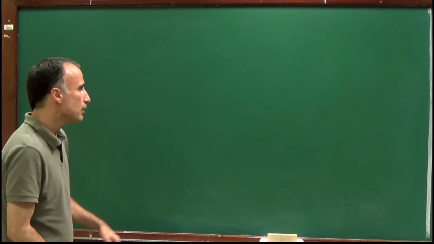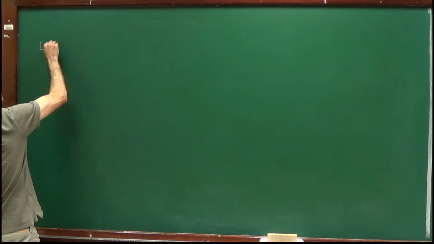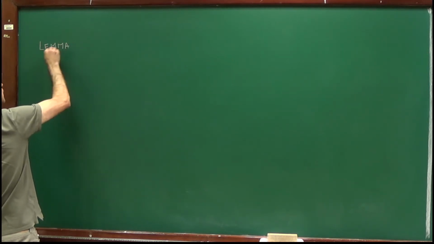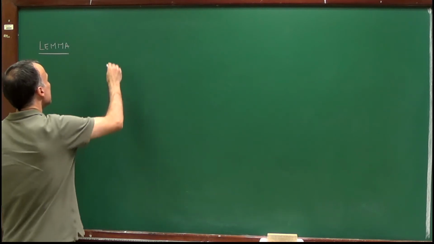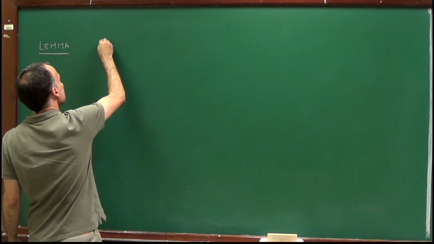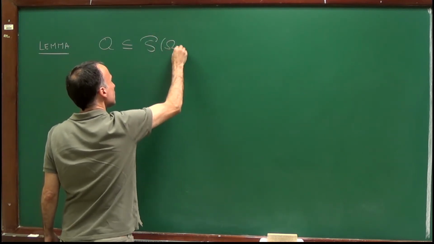So we may now state our lemma. The lemma states the following. Let's assume that we have an algebra of subsets of omega.